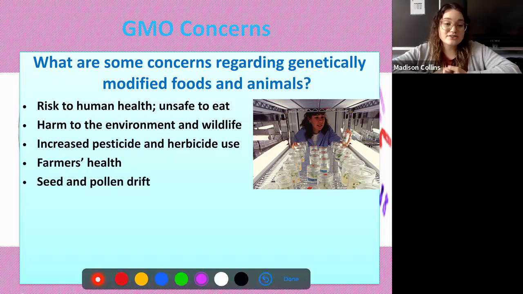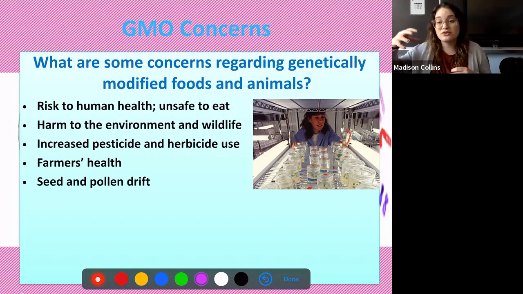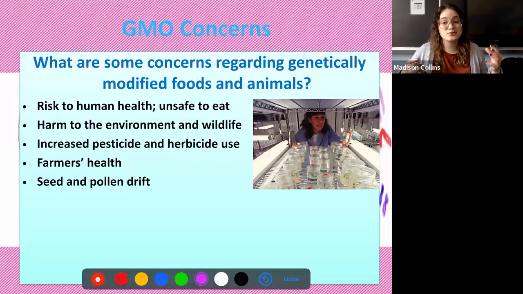Seed and pollen drift is also another risk. There are some concerns about whether pollen from a farm that uses genetically modified crops will blow over in the wind to a farm that doesn't use genetically modified crops. What happens if those plants cross over? What if those plants, through sexual reproduction, create some sort of hybrid that is, I don't know, I don't want to make any guesses here, but there are just concerns about how that will affect the plants as well as the environment.